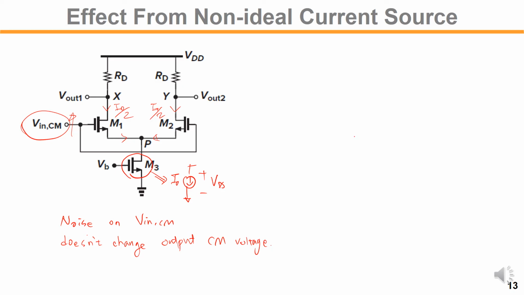What if you have a non-ideal current source? So for example, RO here, finite output resistance.